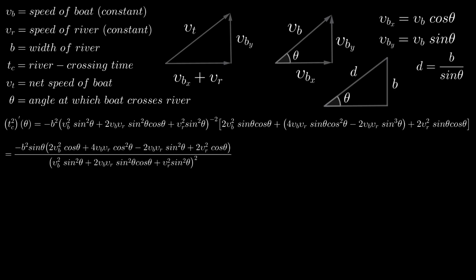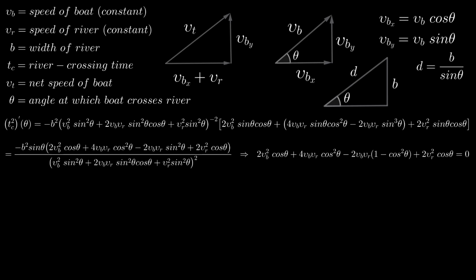And to equate this entire function to 0, all we have to do is equate the stuff that's in the parentheses to 0, which is 2 times U_B squared times cosine theta plus 4 times U_B times U_R times cosine squared theta minus 2 times U_B times U_R times sine squared theta. And sine squared theta we're going to rewrite as 1 minus cosine squared theta, plus 2 times U_R squared times cosine of theta.